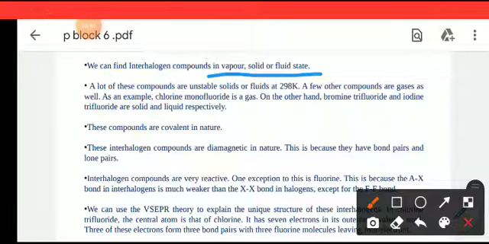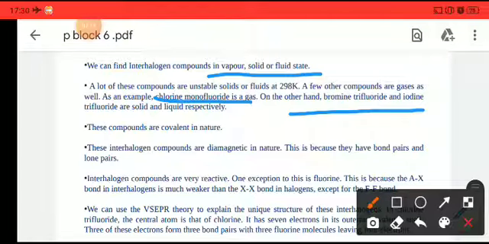A lot of these compounds are unstable solids or fluids. At 298 Kelvin, that is 25 degrees Celsius, normal temperature, most of the interhalogen compounds are unstable. A few other compounds are gases as well. For example, chlorine monofluoride is a gas. On the other hand, bromine trifluoride and iodine trifluoride are solid and liquid respectively.